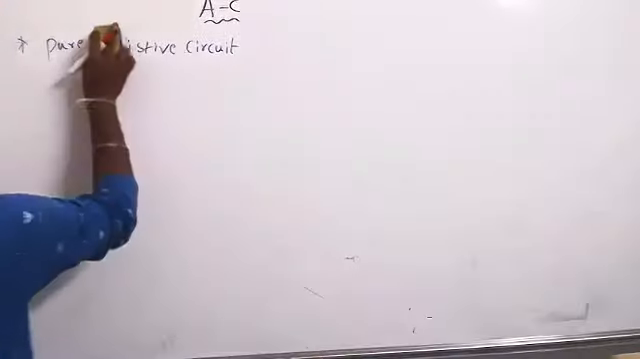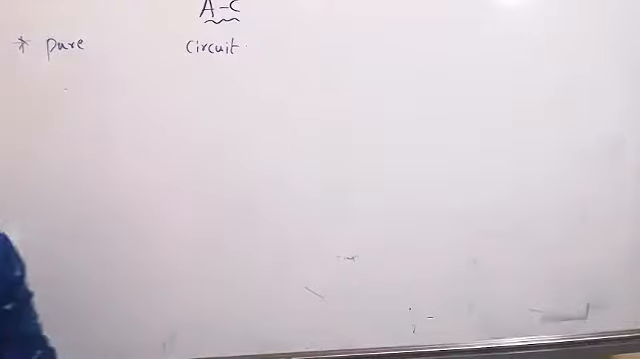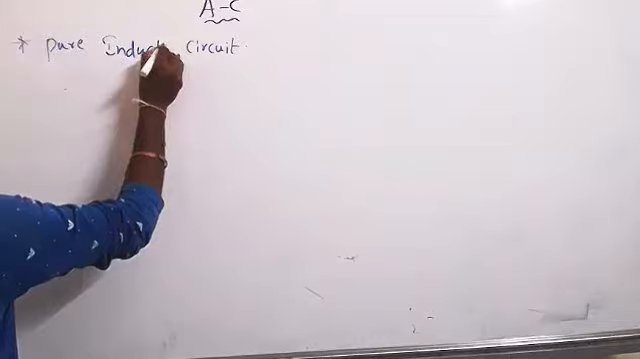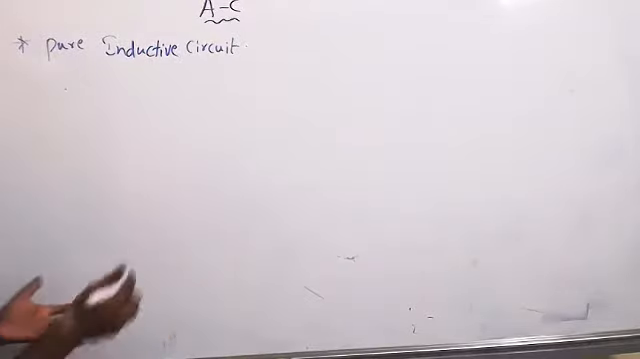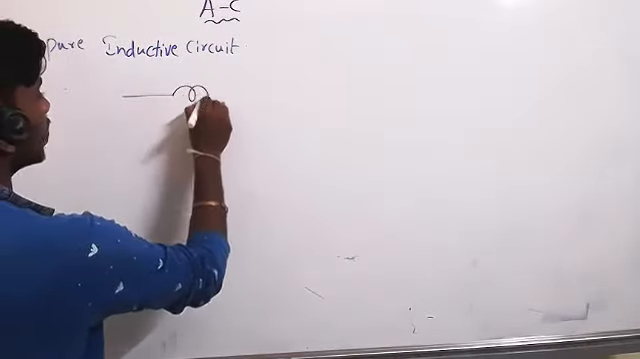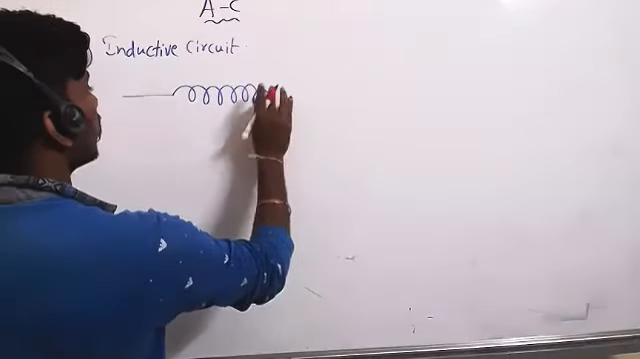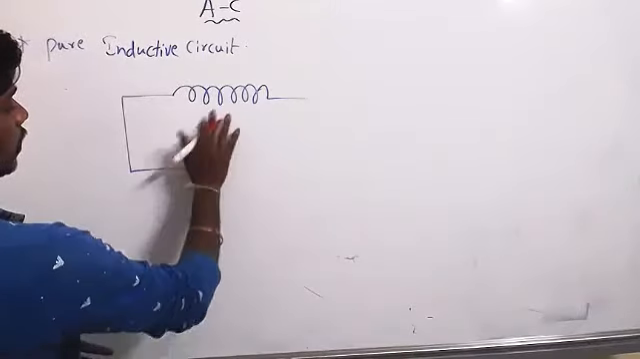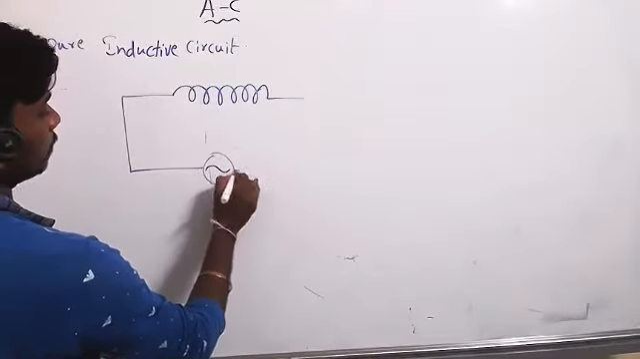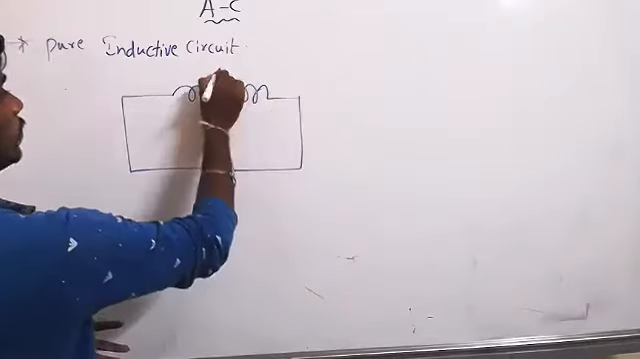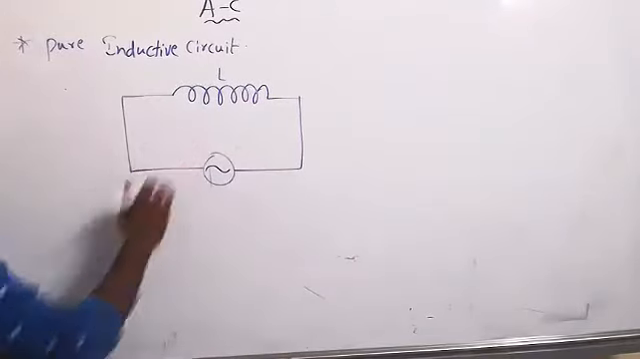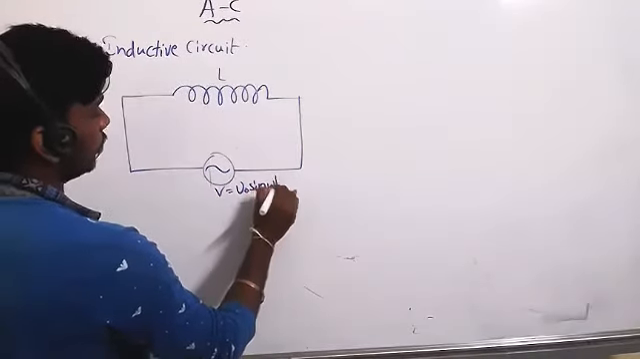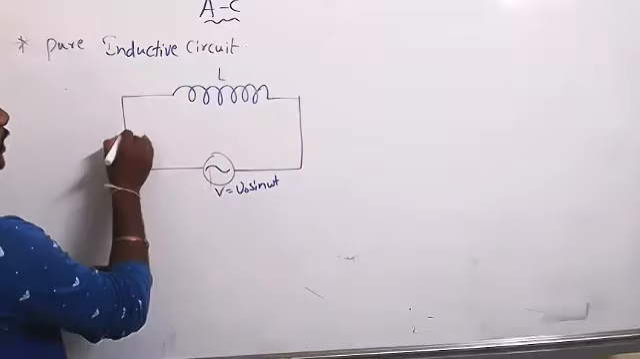Let's see. Pure inductive circuit. Pure inductive circuit means here we will use an inductor. That's all. Just in the place of the resistor, we will give an inductor. It is my inductor, L. Again, V equal to V naught sine omega t, the input voltage. Once you give input voltage, current will pass through it.